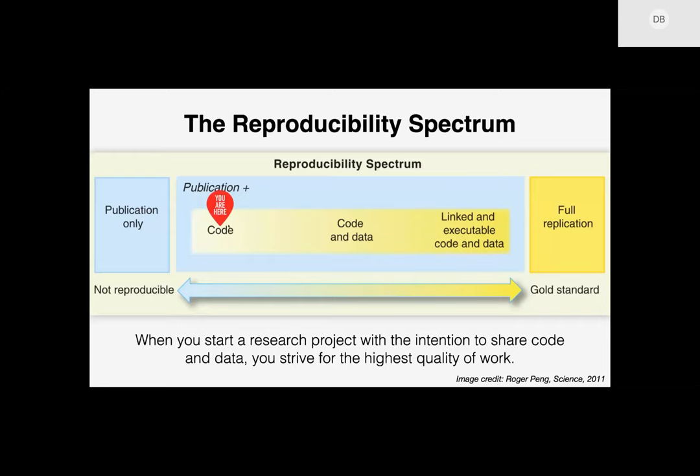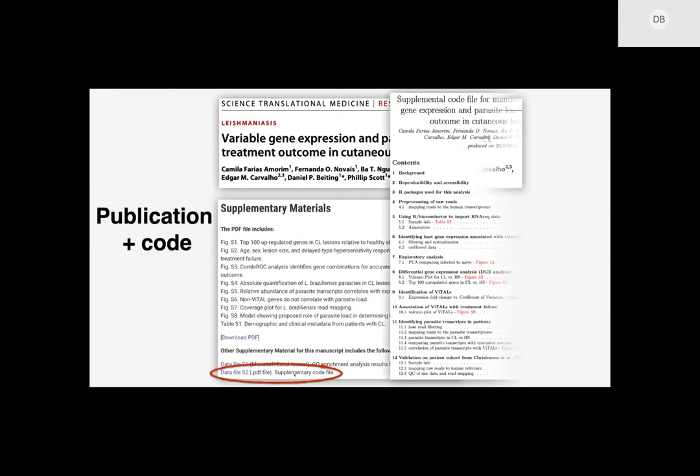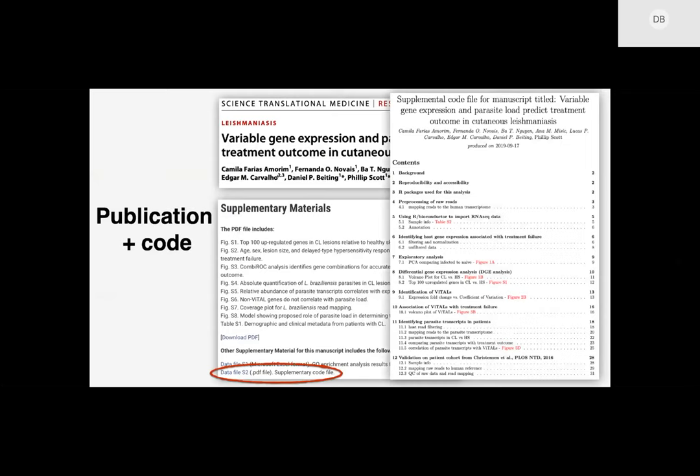So publication and code. Well, one way we've tried to do that is we always include a supplementary file in our papers. And this is an example of a Science Translational Medicine paper that I'll bring up again in just a moment. Attached to that paper is a PDF file. And that PDF file, and the details of this aren't so important, when you open it and view it, has a very organized table of contents that walks you through our research logic, basically.